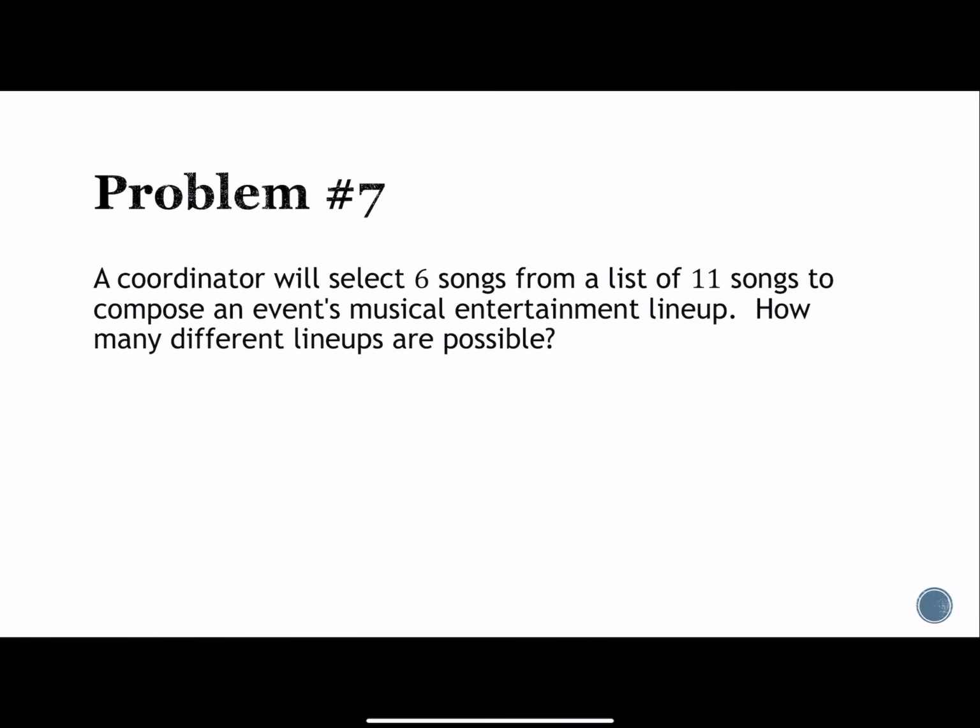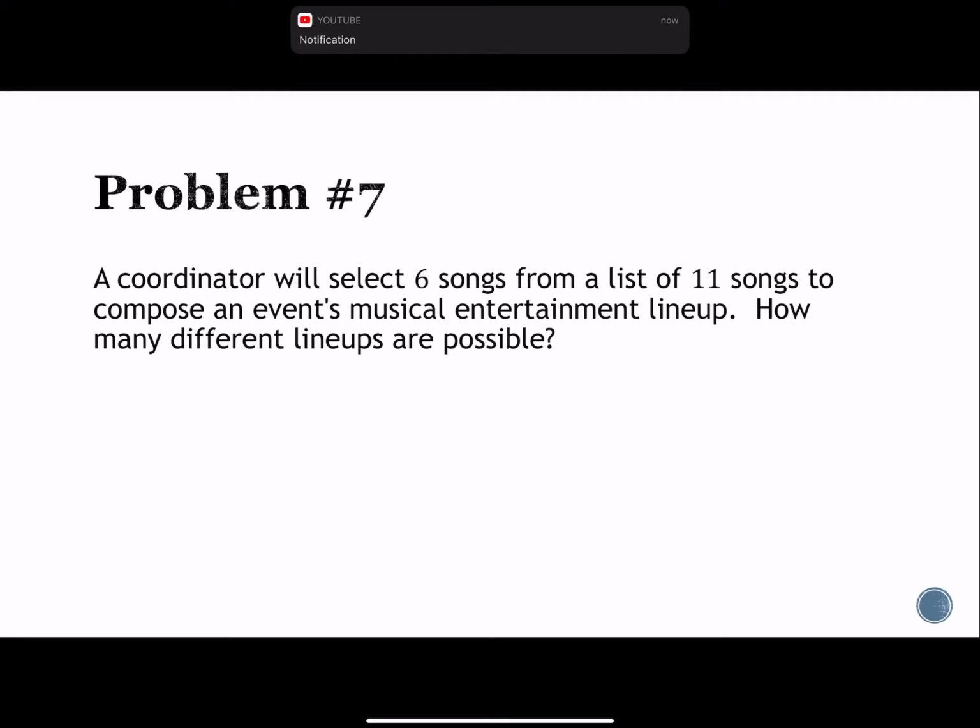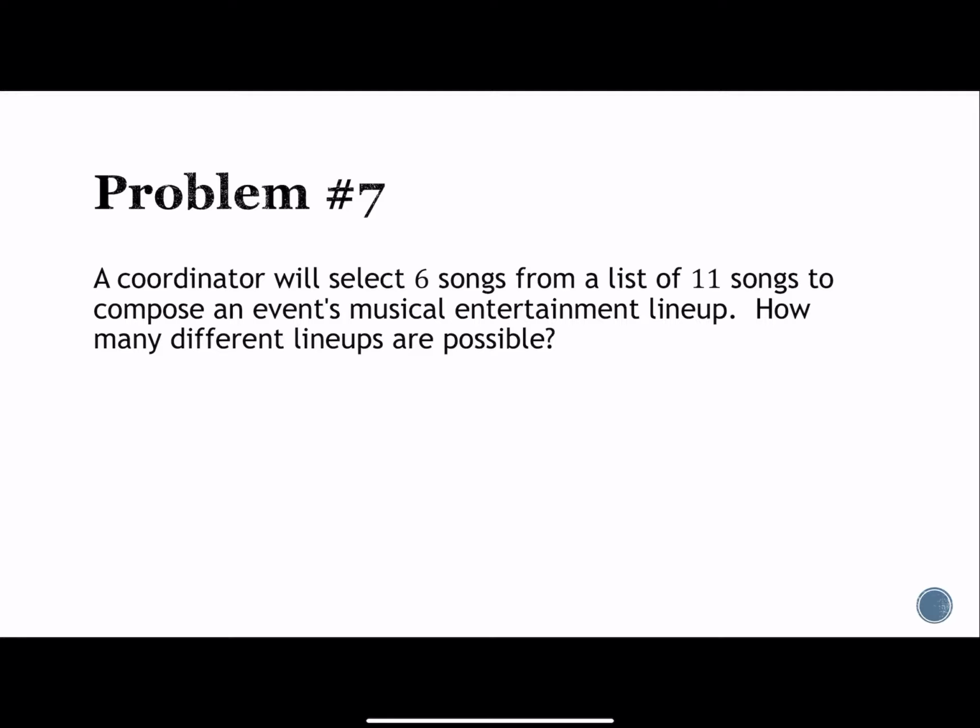A coordinator is going to select 6 songs from a list of 11 songs to compose an event's musical entertainment lineup. So how many different lineups are possible? Okay, so this is a counting question. That comes from section 4.4. So you've got to ask yourself whether or not the order of the songs actually matters, because if it does, it's a permutation, and if not, it is a combination. So please keep that in mind. So it's section 4.4.